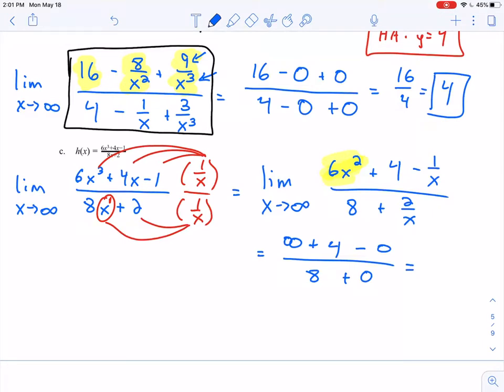So essentially I've got infinity plus 4 minus 0, but infinity plus or minus any finite number is always going to be infinity, so that's fine. Divided by 8, well, infinity divided by any positive finite number is still infinity. So here's one of my end behaviors, kind of the right-hand end behavior here, is positive infinity.